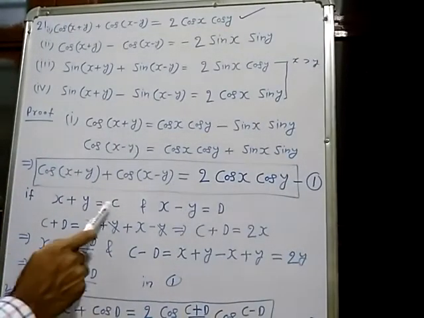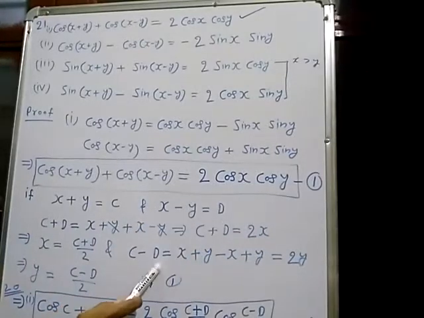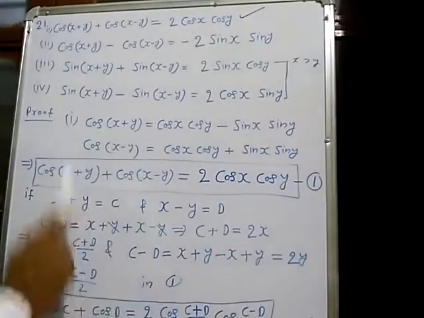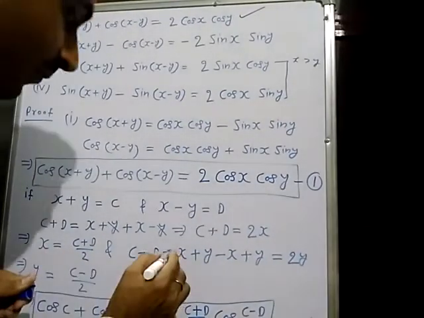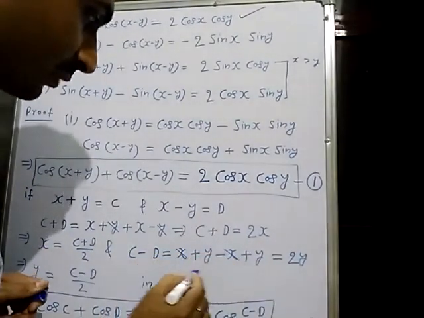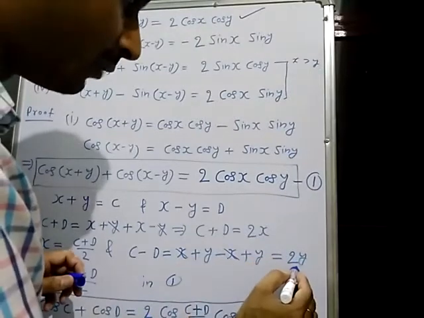And if I find the difference of C and D, means C−D. C is x+y and D is x−y. So minus x plus y. Here what is cancelled? +x cancelled by −x. What is remaining? y+y, that is 2y. We got 2y.